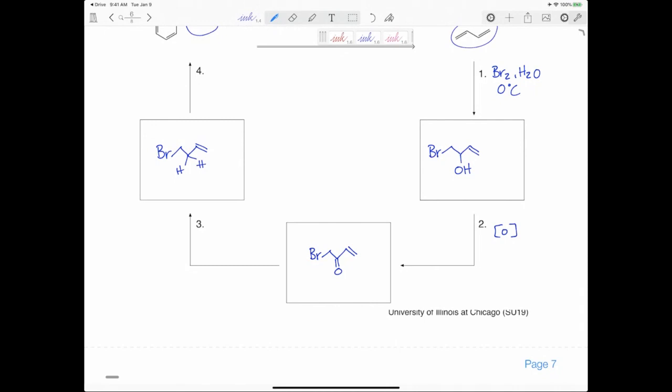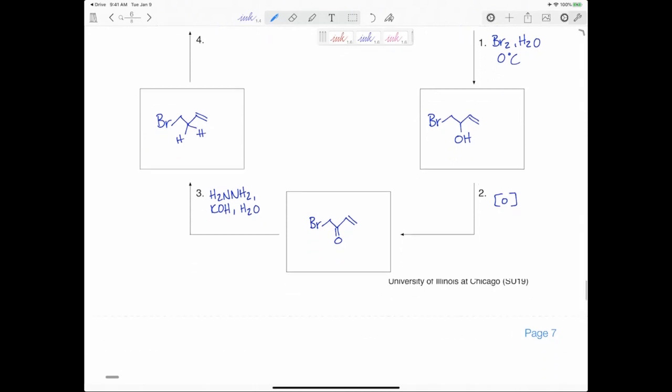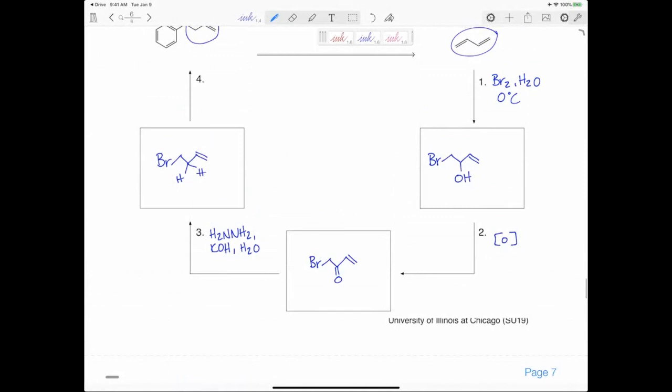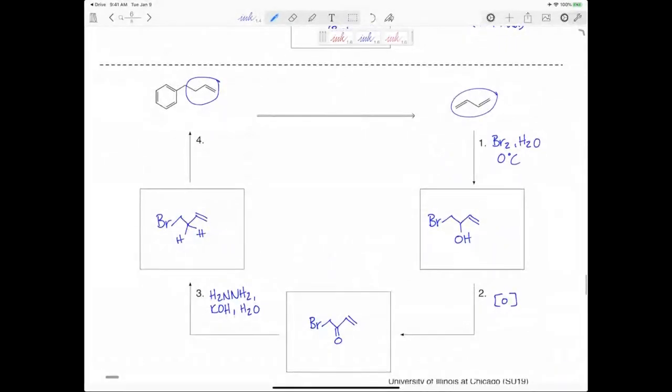Step 3. What are we gonna do with step 3? Jesus, take the wheel. Yeah, what's that NH2 thing? It's called the Wolff-Kishner reaction. Right? You can use Clemmensen reduction as well. That's fine. Or you could do the Raney nickel.